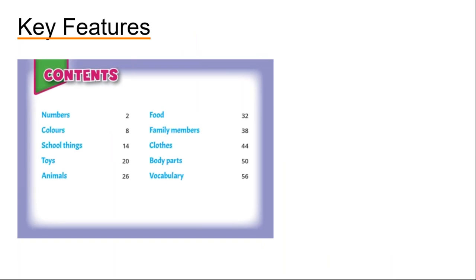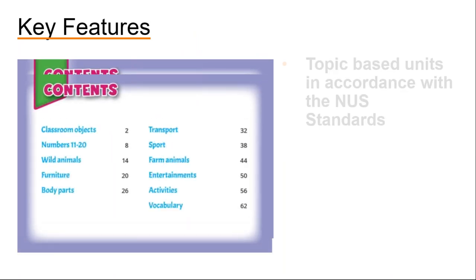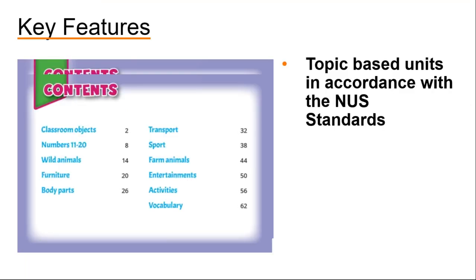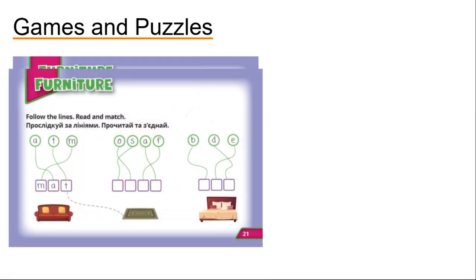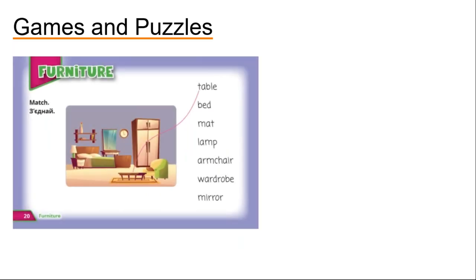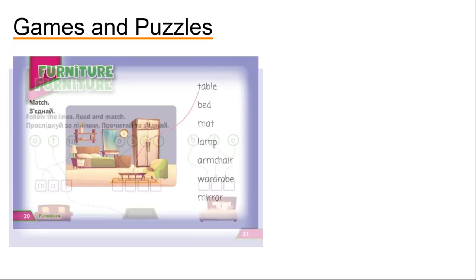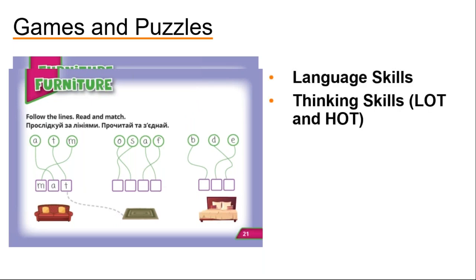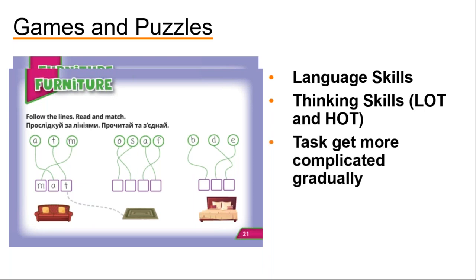And I would like to show you the Super Puzzles book, which is about our topic, critical thinking tasks. Sorry, it moves on its own. We have topic-based units in accordance with the new Ukrainian school standards. You can see here classroom objects, animals, furniture, and so on for the second grade. And these tasks grow gradually, become more and more complicated. You can see different language skills development and thinking skills development.